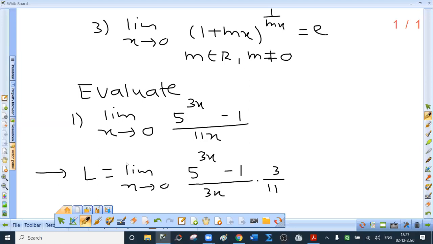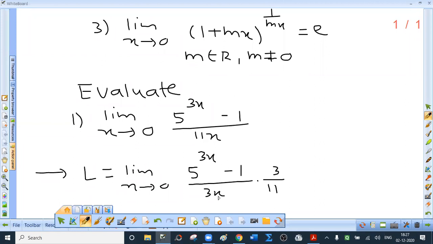Evaluate the following. First one, let L be the limit. Limit x tends to 0, 5 raised to 3x minus 1 upon 3x. I'm sorry, the original sum is limit x tends to 0, 5 raised to 3x minus 1 upon 11x. Okay. Now what is the requirement? Index must be fully repeated. Does index tend to 0? Yes, it does. So first we write what we want.